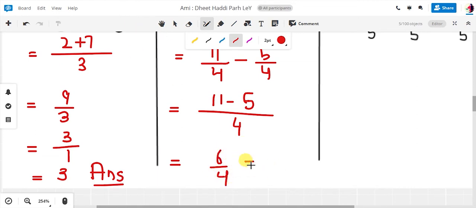So can this be simplified further? Yes, this can be simplified on the times table of 2. So 3 times 2 will give me 6, and 2 times 2 will give me 4, right? Whenever we are going to simplify, we have to look into the times table in which both of these numbers come.